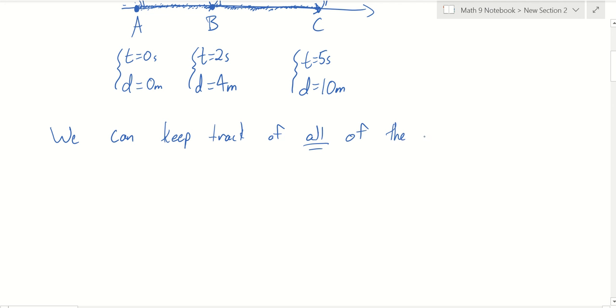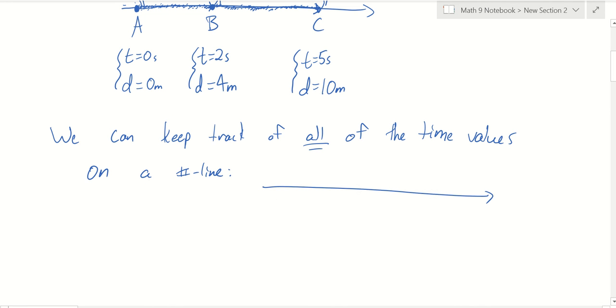So we can keep track of all of these continuous time values, and we can do that on a continuous number line. Number lines are super useful in math. So let's say we have a number line, and this number line moves to the right, meaning as we move to the right, we get more positive. So let's say this is at time 0, and then we can make a scale here of evenly spaced tick marks to represent 1 second, 2 seconds, 3 seconds, 4 seconds, 5 seconds.